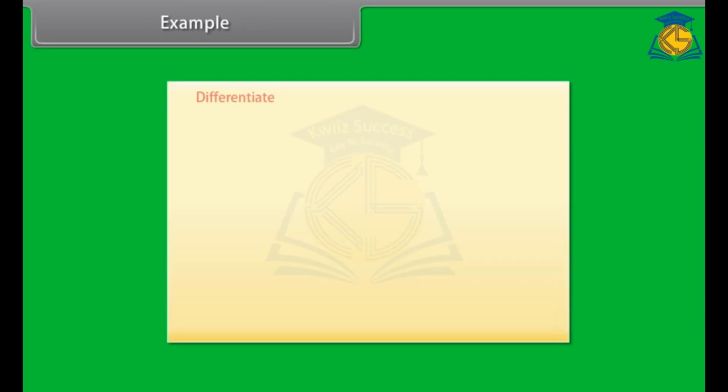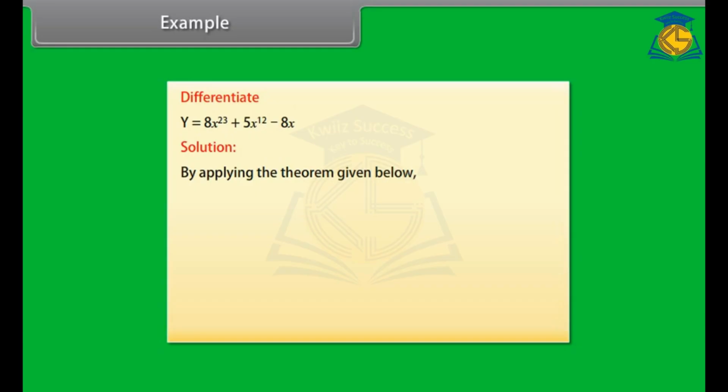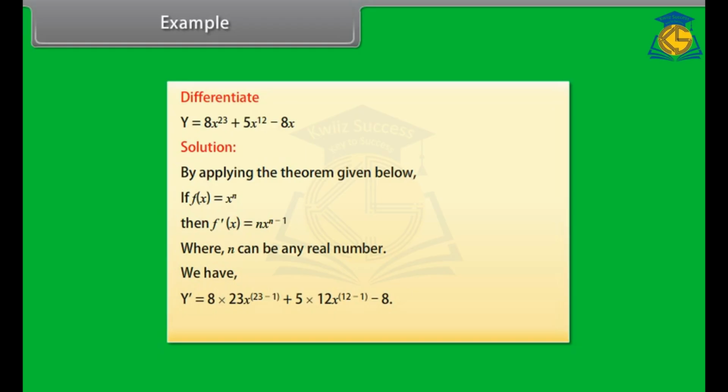Example. Differentiate y is equal to 8x raised to power 23 plus 5x raised to power 12 minus 8x. Solution. By applying the theorem given below: if f(x) is equal to x raised to the power n, then f dash x is equal to n into x raised to the power n minus 1, where n can be any real number. We have y dash is equal to 8 into 23x raised to power 23 minus 1 plus 5 into 12x raised to the power 12 minus 1 minus 8. Y dash is equal to 184 into x raised to power 22 plus 60 into x raised to power 11 minus 8.